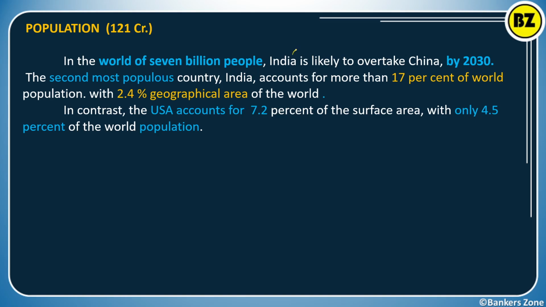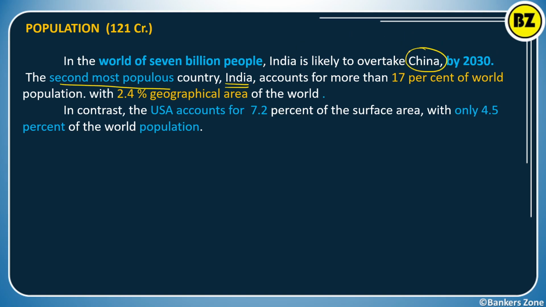According to the estimate, if we continue to grow at the current rate, we can overtake China in 2030. That means China is the first most populous country, and after that, second is India. If we continue in the same way, by 2030 we will overtake China. Now, the second most populous country is India, right?